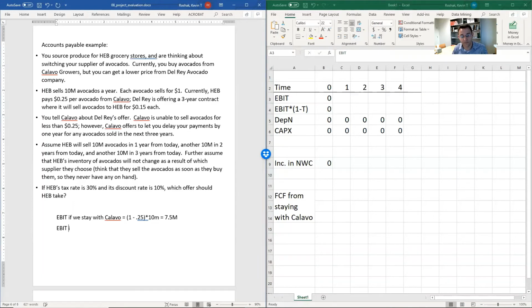What if you switch to Del Rey? Well, you're still going to sell the avocados for $1, but now you're only paying 15 cents per avocado, and you do that 10 million times per year. So we're up to 8.5 million in EBIT if we switch. Okay. So let's just get the incremental effect. If we stay with Calavo, what's happening to our EBIT? It's going down by 1 million.